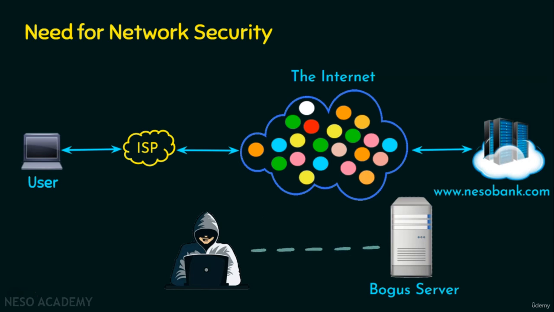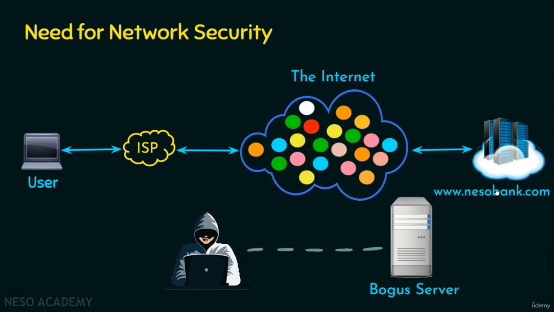Not only this, let's assume an attacker has created a bogus server here. This bogus server is pretending to be the original banking server. Say for example, the original banking server name is www.nesobank.com. Let's assume this attacker is placing a bogus server on the internet, and what this attacker is going to do is advertise this bogus server in the name of nesobank.com. Let's say you are receiving this email which is advertised by this attacker, and you see the hyperlink has the title www.nesobank.com. And what if you click on it?